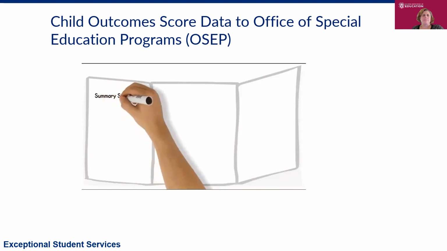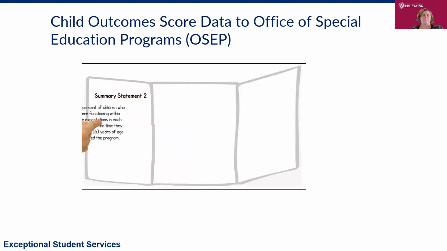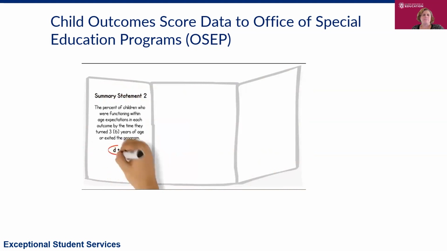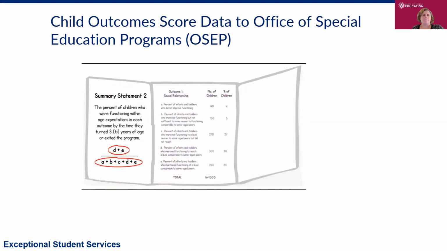Summary Statement 2 is the percent of children who were functioning within age expectations in each outcome by the time they turned 3, or 6 for preschoolers, years of age, or exited the program. Summary Statement 2 is calculated by adding the number of children in categories D and E and dividing that number by the total number of children across all categories.